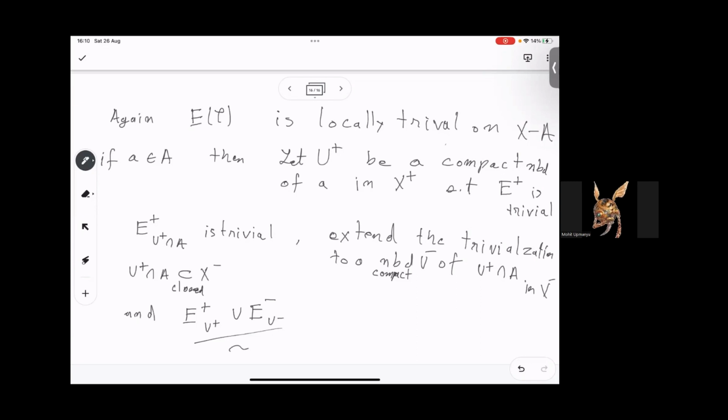I leave it as an exercise to figure out how to prove this. This neighborhood need not be the correct one, but we can now shrink the neighborhood further if required to show that this new thing that we have constructed is in fact isomorphic to trivial.